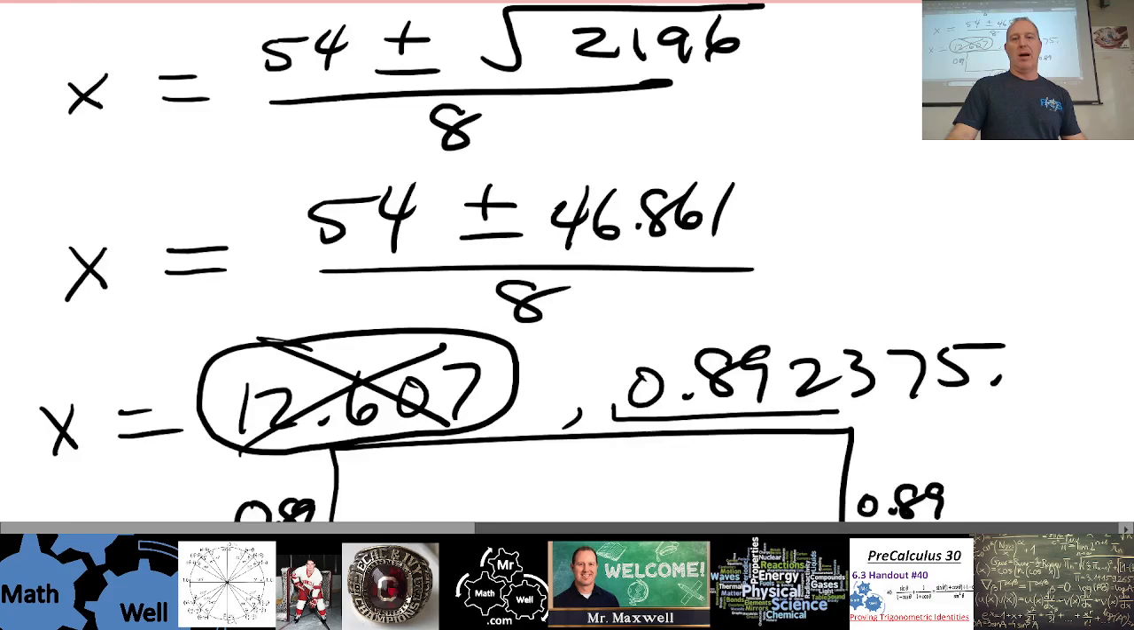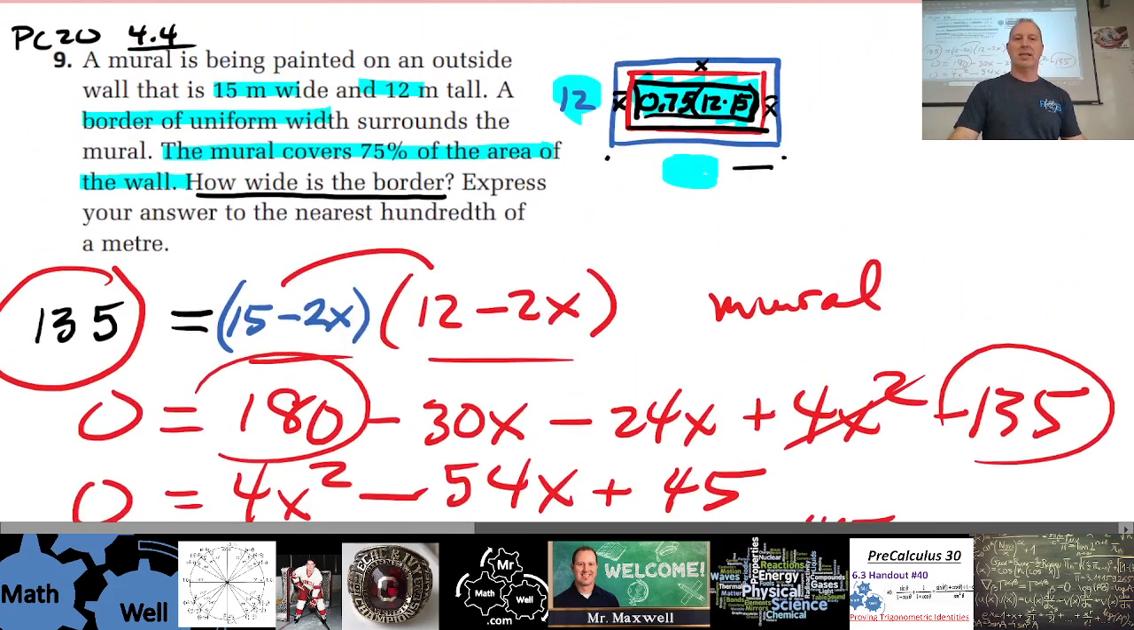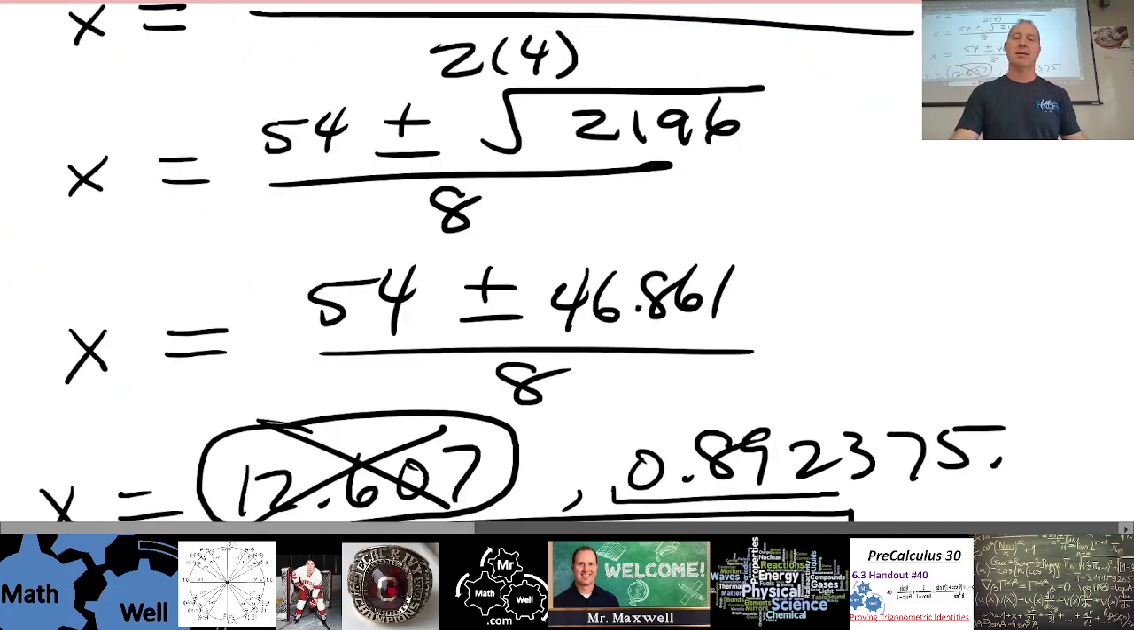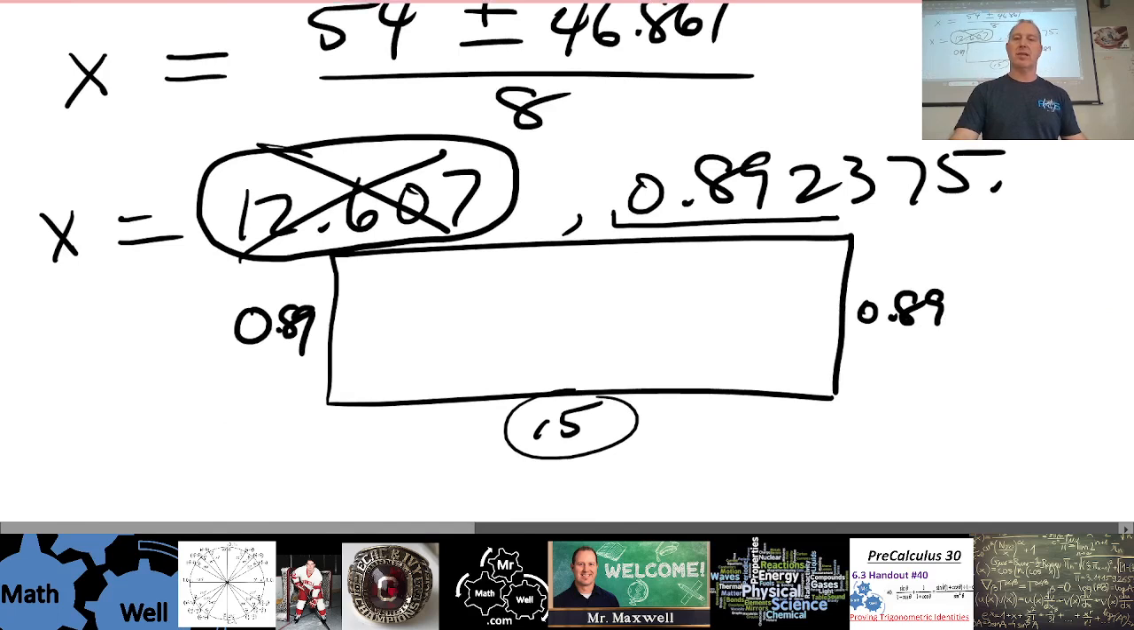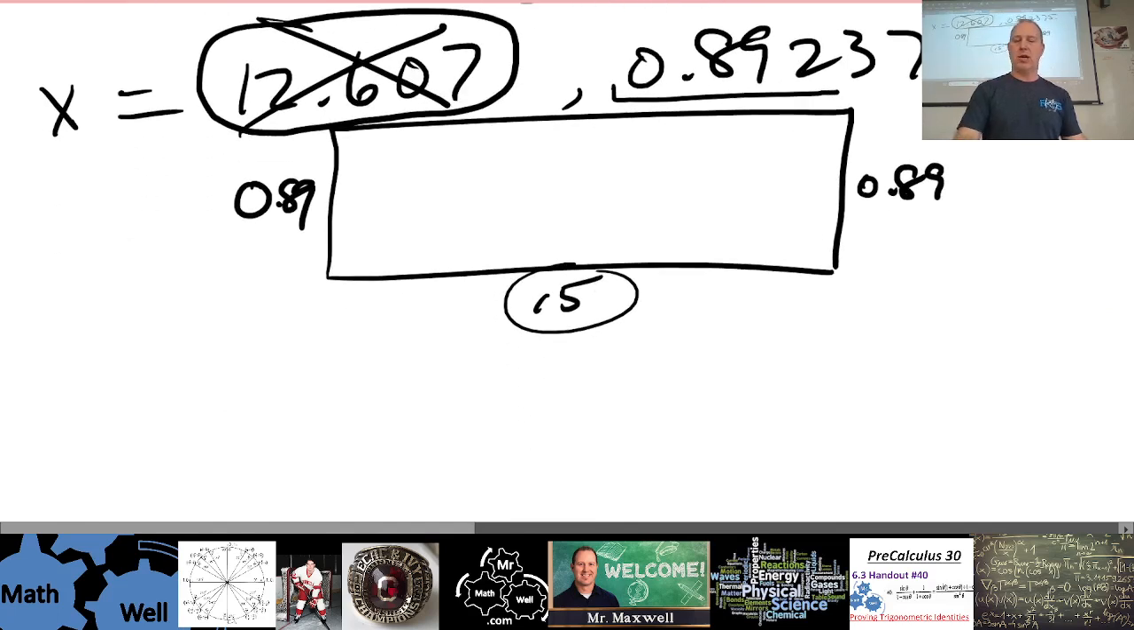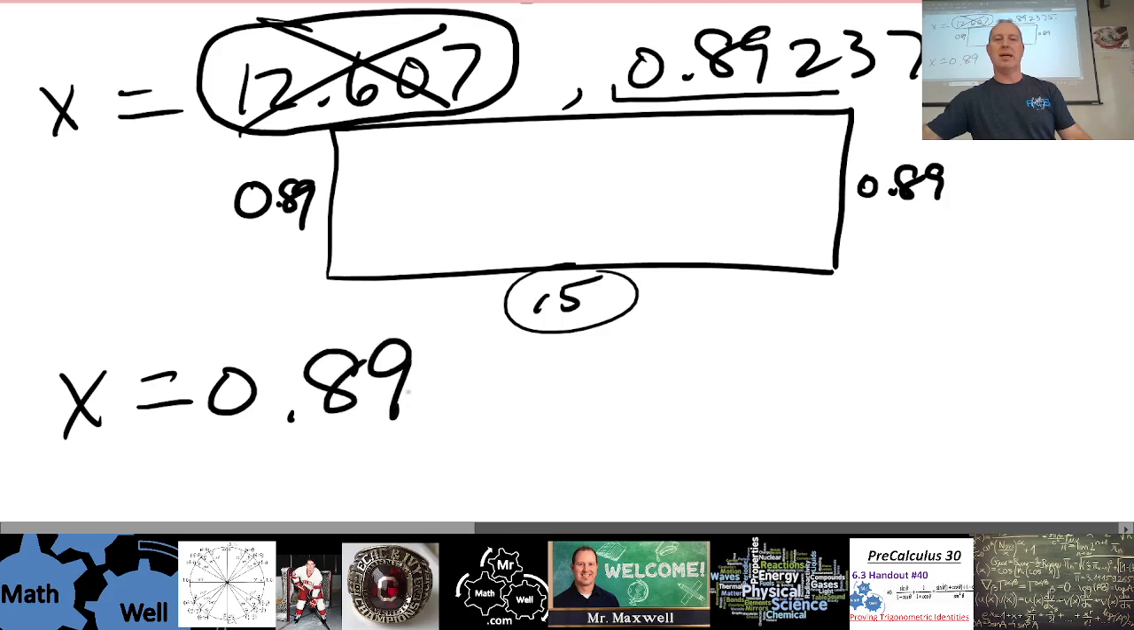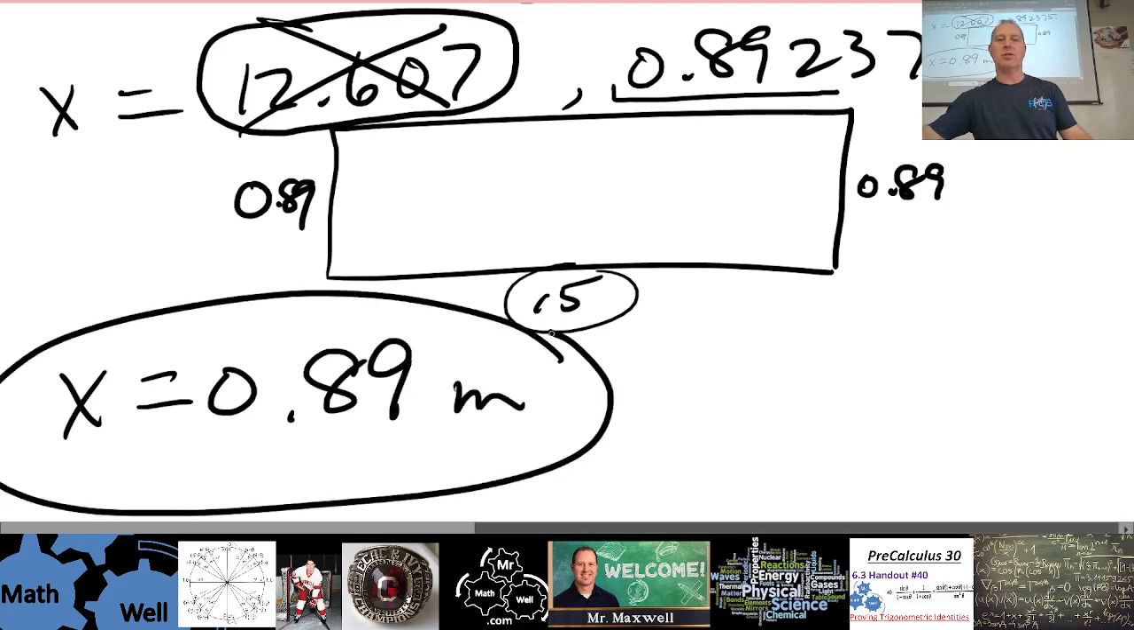So top and bottom. So again, the question says, how wide is the border? That's what the question says. If it asks you the dimensions of the mural, you'd have to subtract this, 15 minus this minus this. But the border appears to be x equals 0.89. It's going to be meters, I think that was in the question, right?